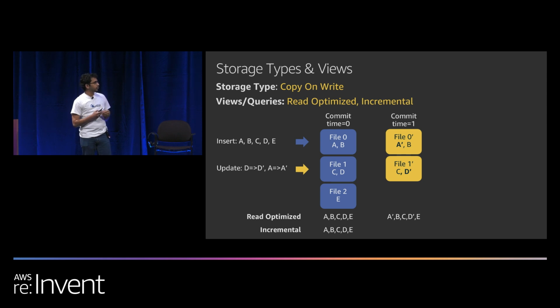So the incremental view is going to give you the records that changed after commit 0, which is everything that you wrote in commit time 1, so you get A prime and D prime.